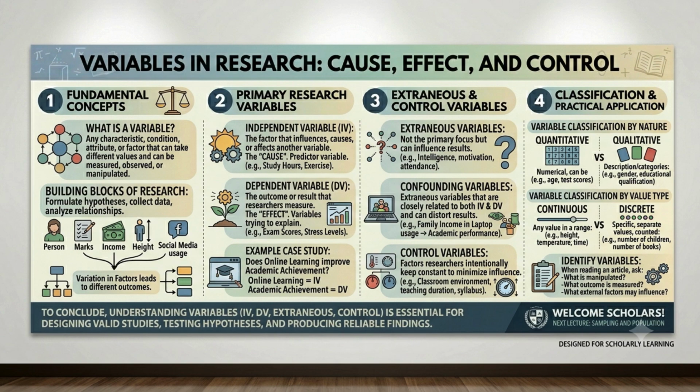The second important type is the dependent variable. The dependent variable is the outcome or result that researchers measure. It depends on changes in the independent variable. In other words, it is the variable that researchers are trying to explain or predict. Returning to our earlier example, if study hours are the independent variable, then examination scores are the dependent variable because the scores may change depending on how much students study.